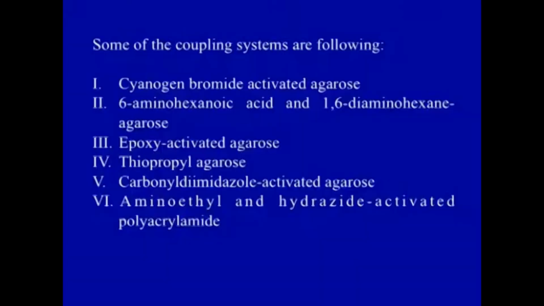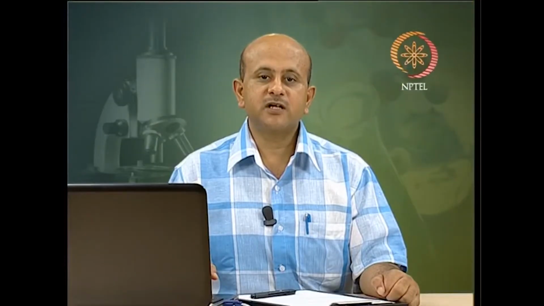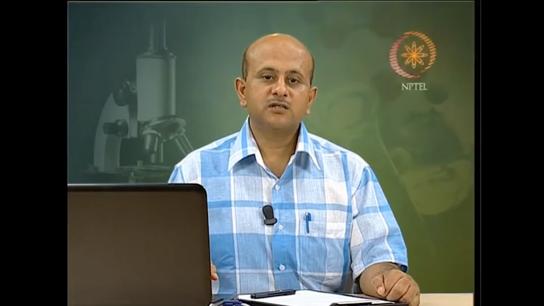There could be others like 6-aminohexanoic acid and 1,6-diaminohexane agarose, which could be utilized in the case of small ligands where steric interference occurs because the ligand is too near to the matrix surface. A 6-carbon atom spacer is inserted between the matrix and the ligand, by using agarose to which 6-aminohexanoic acid or 1,6-diaminohexane are coupled. So, you can have a coupling agent with a spacer arm. This could be utilized in this case.